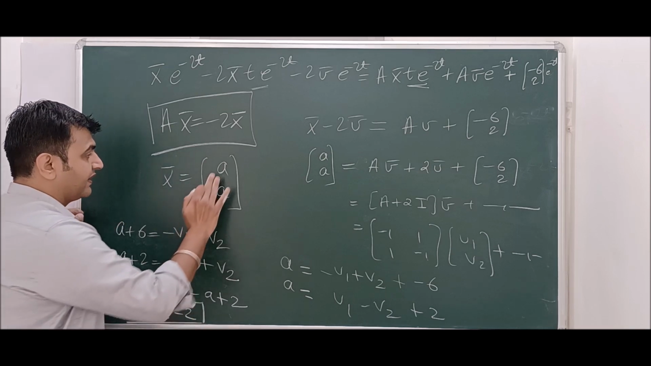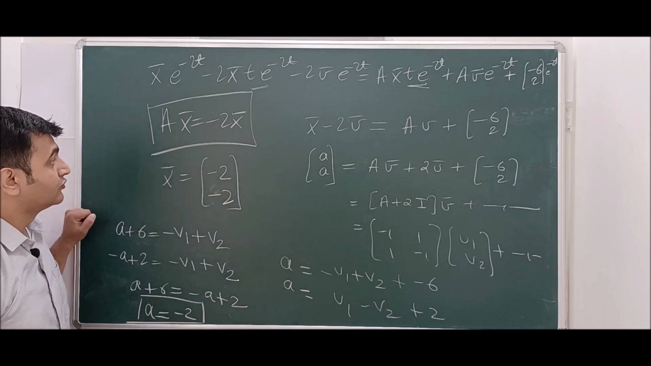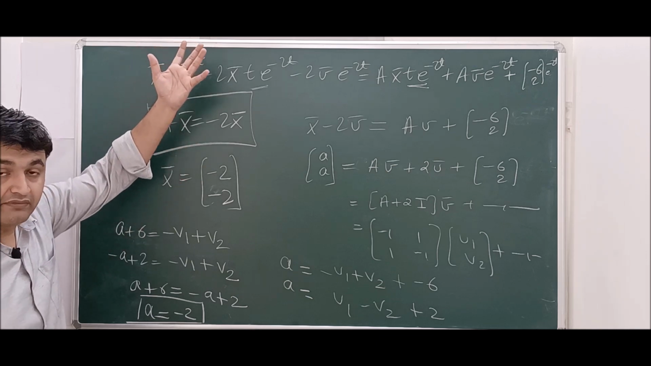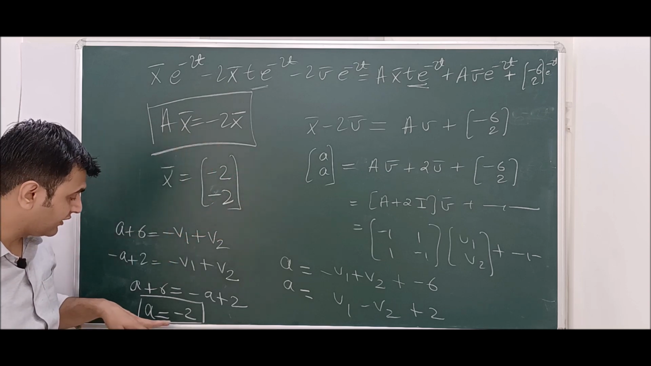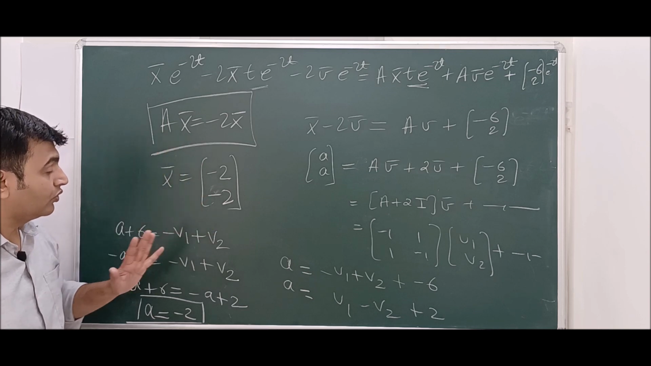And I get my x bar. My x bar is nothing but (-2, -2). So from here I came to know that it has to be an eigenvector, and I computed the eigenvector while finding yh. They are the multiples of (1, 1). And here I got that for yp, this eigenvector will work. Okay, so I got x bar.